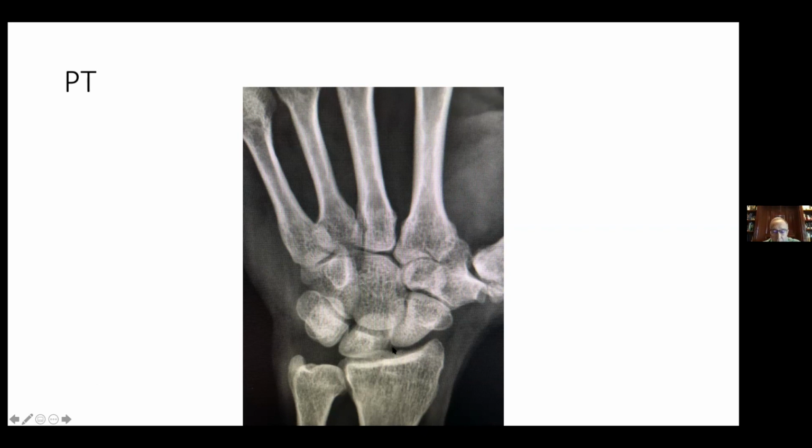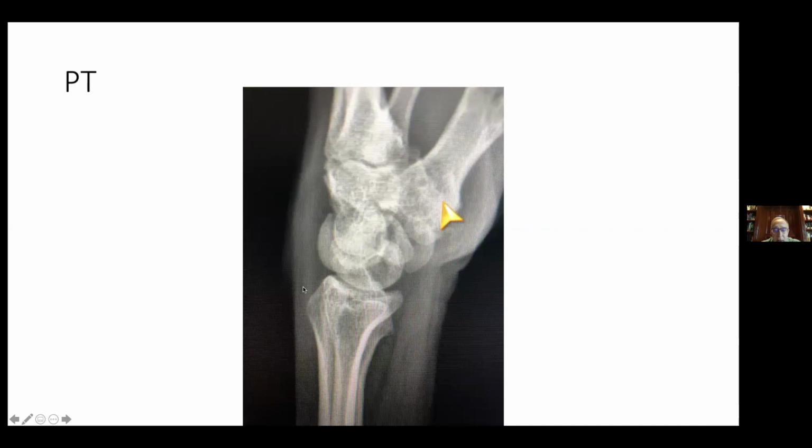So you've got widening here. I think that's probably at least 4 millimeters. You have a positive ring sign. It's not the greatest ring sign that you're going to see, but it's there. And if you look here, you see a high scapholunate angle. So this is the lunate, it's tipped up. That's a DISI. And if you look at the scaphoid, which is right here, that's tipped down. So you've got probably a 90-degree scapholunate angle there.